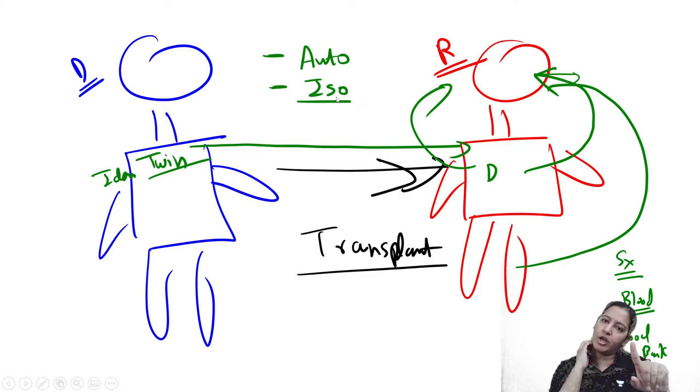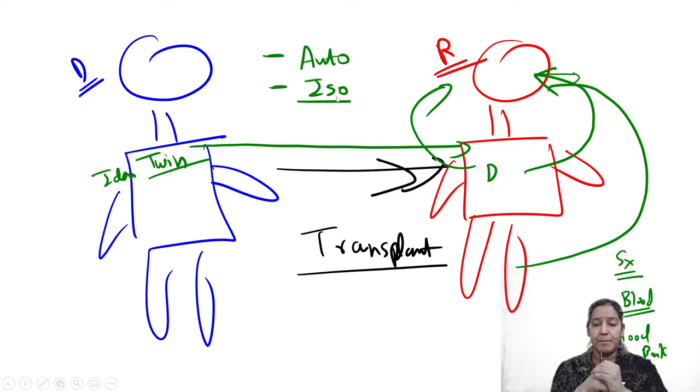You got my point? The third thing: not everyone is so lucky to have a twin. I don't have an identical twin. I guess many of you also don't have an identical twin. Not every person is so lucky to have an identical twin, right? So if the patient does not have a twin, and he requires some organ, then what will you do?